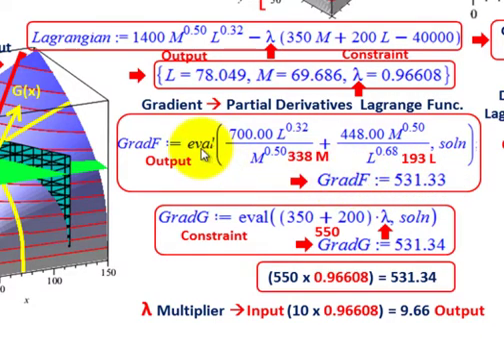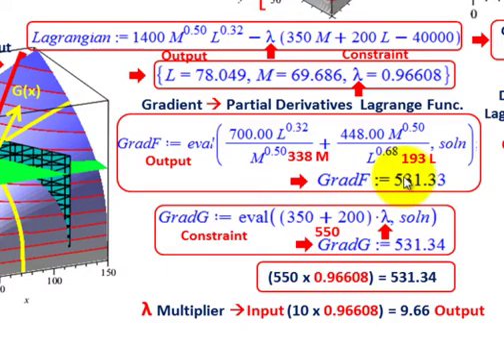Okay, so now we've done that for our output. Now for the gradient for our constraint. That was for output; here's our constraint G. Again, it was evaluated here. This is the partial derivative: 350 for material plus 200 for labor. I know that because that was the partial derivative based on our cost constraint. So that totaled up to 550.